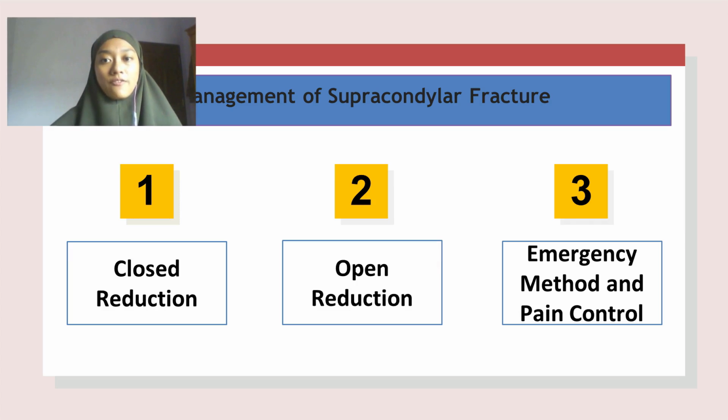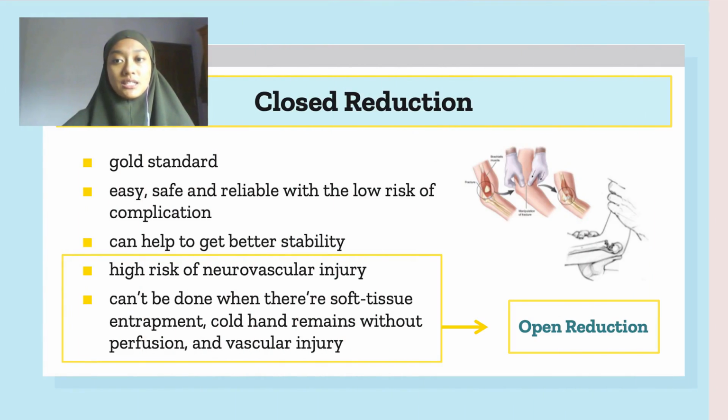However, in the presence of vascular compromise and compartment syndrome, emergent intervention such as open reduction is essential. Besides that, there are also emergency methods and pain control. For closed reduction, in the case of supracondylar fracture in a child, closed reduction should be the priority management. There are various techniques for this method according to the type of supracondylar fracture the patient has. In certain types, closed reduction seems to be easy, safe, and reliable with a low risk of complications. For example, in types 1 and 2, closed reduction can help to get better stability.